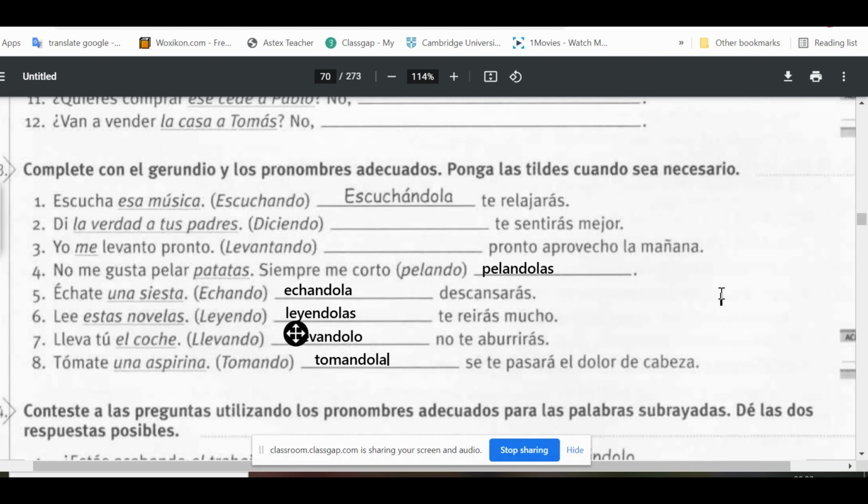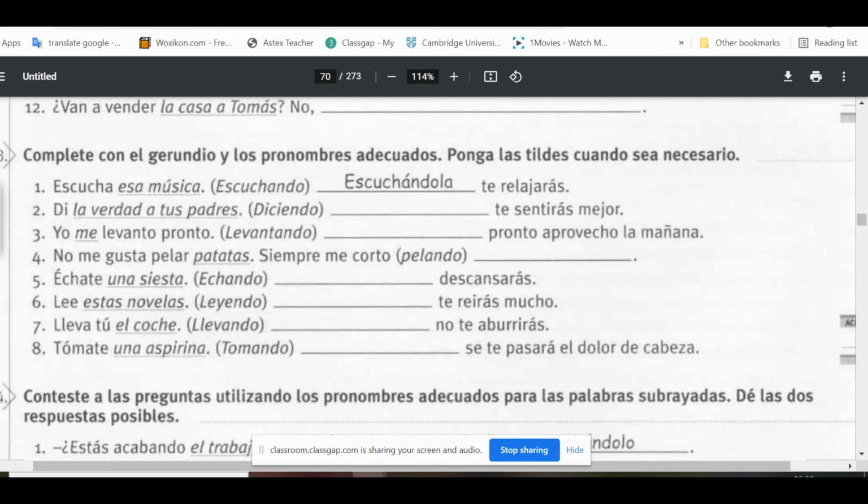Okay, easy, yeah? Any question? The gerund part is just you put the object appropriately after the verb. That's it.